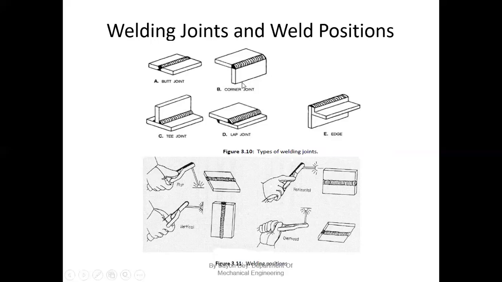These are the types. There are other types of joints too. These are also specified according to their working positions, like flat position, vertical position, horizontal position, overhead position. There are other types of welding as well.